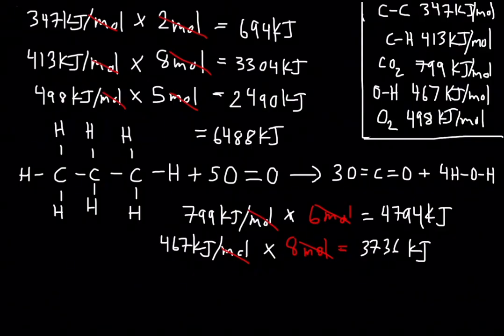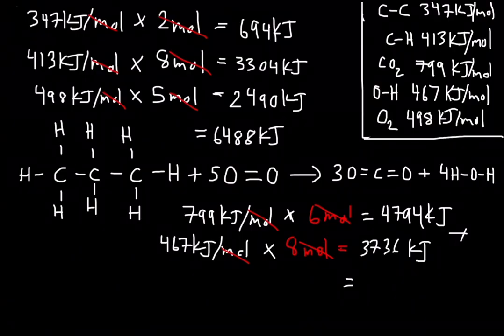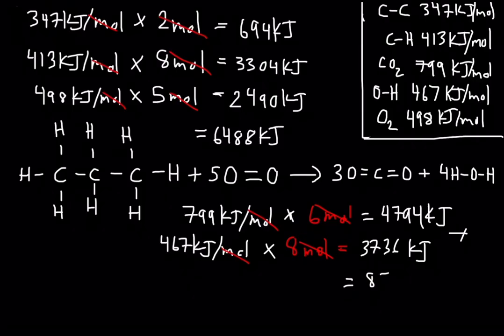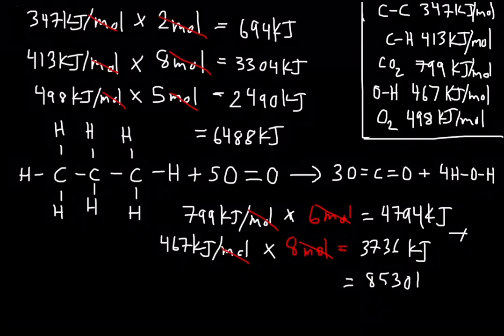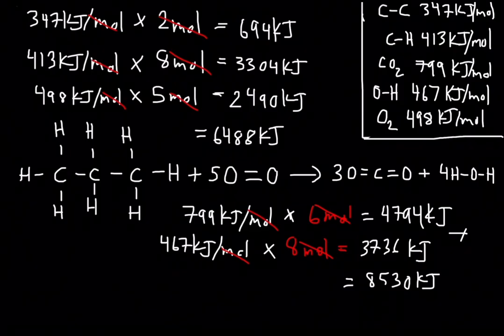So if I add these two up, 3736 plus 4794, this gives 8,530 kilojoule. So this is the total energy formed by the product.